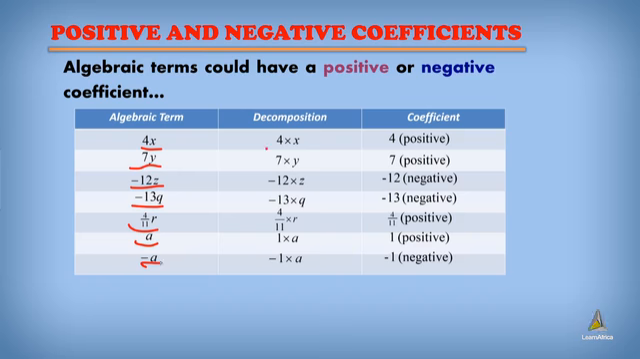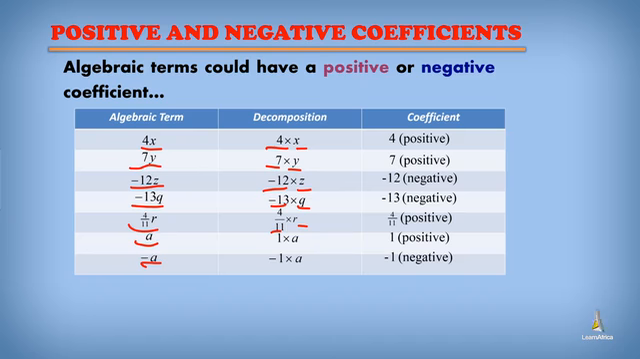For 4x, we have 4 multiplied by x. That's the decomposition of that algebraic term. And then we have 7 multiplied by y as the decomposition of 7y. We also have minus 12 multiplied by z as the decomposition for minus 12z. We also have minus 13 multiplied by q as the decomposition for minus 13q. We have 4/11 multiplied by r as the decomposition of 4/11r.